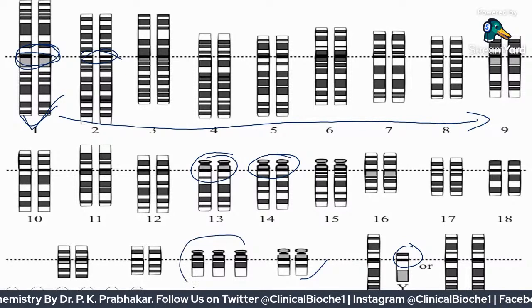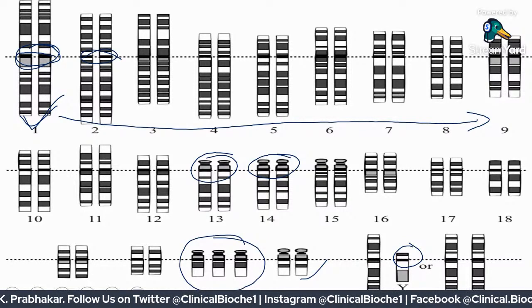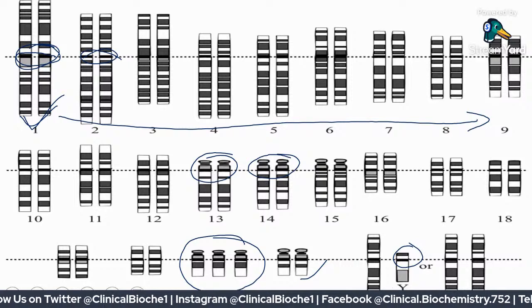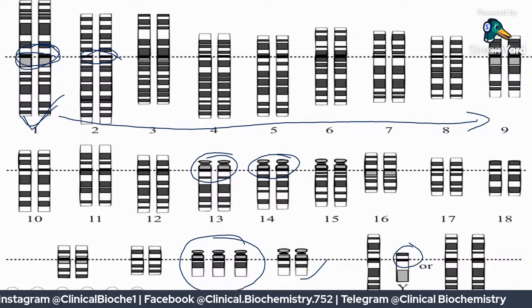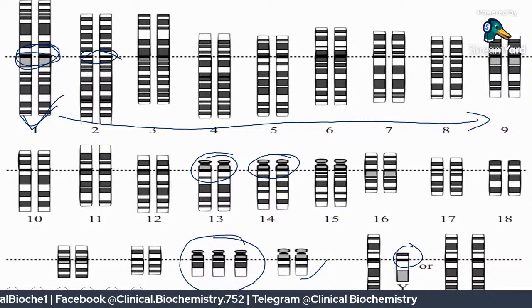If you might have heard about it, in this case normally this 21 should be a pair only. This is one of the diseases, trisomy, where chromosome number is increased by one.